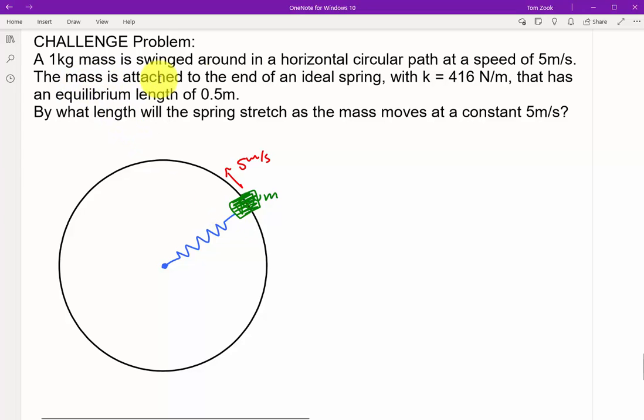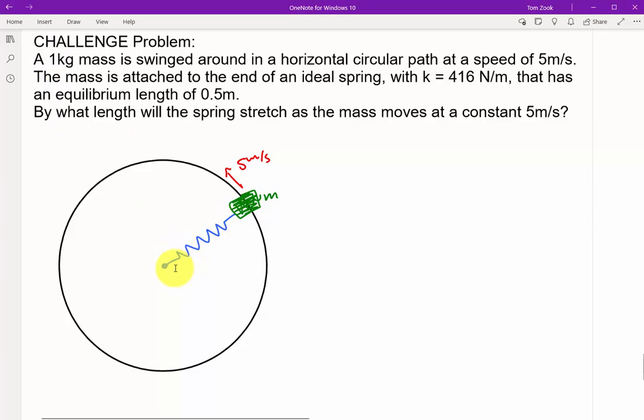So let's say I've got a 1 kilogram mass swinging around on a horizontal circular path, so we don't have to worry about gravity acting on it at any point. Let's say it's a frictionless surface that it's on as well. It has a speed of 5 meters per second at this exact moment. The mass is attached to the end of an ideal spring that has k equal to 416 newtons per meter, and that has an equilibrium length of 0.5 meters.